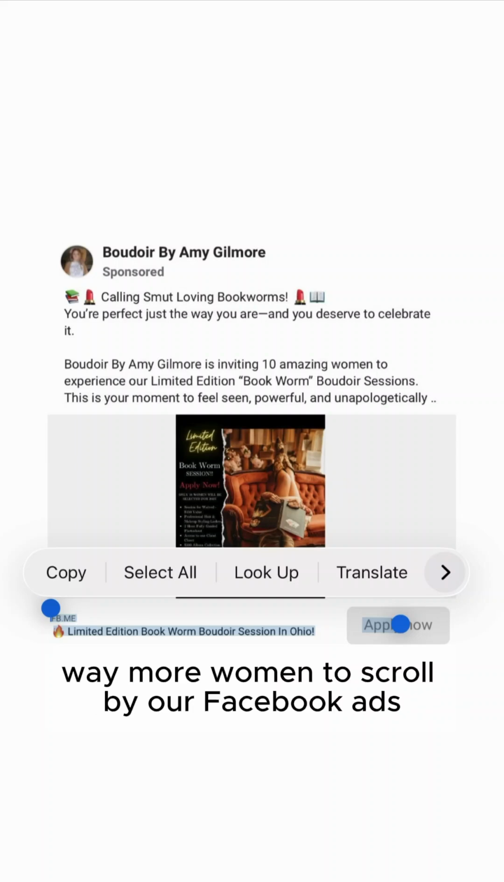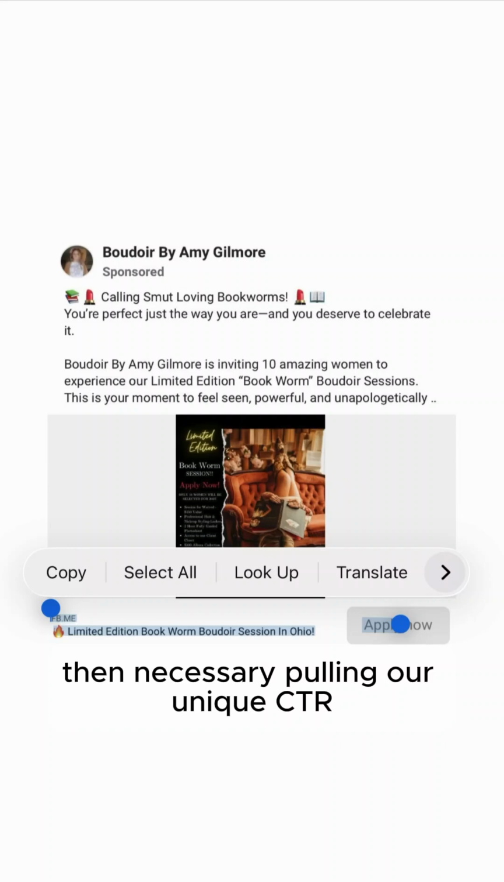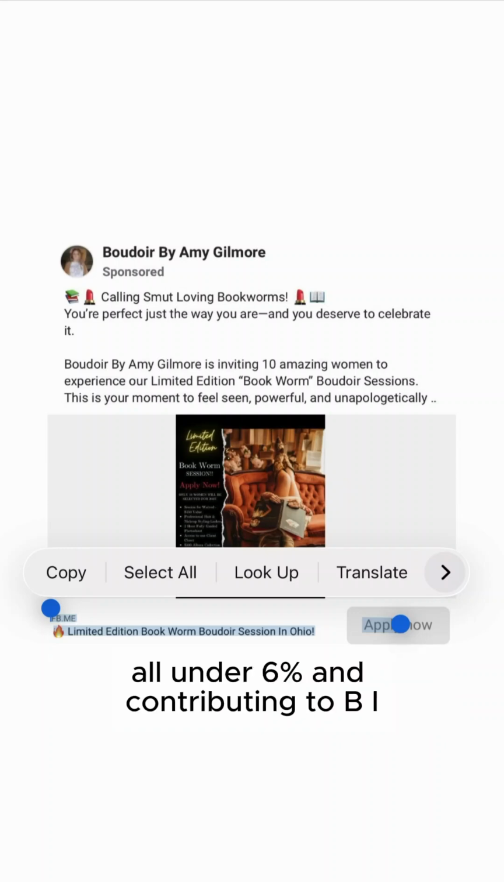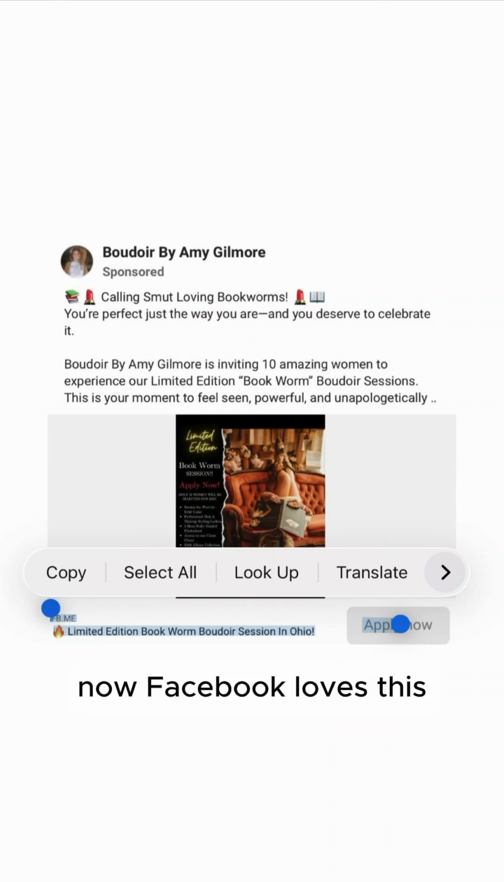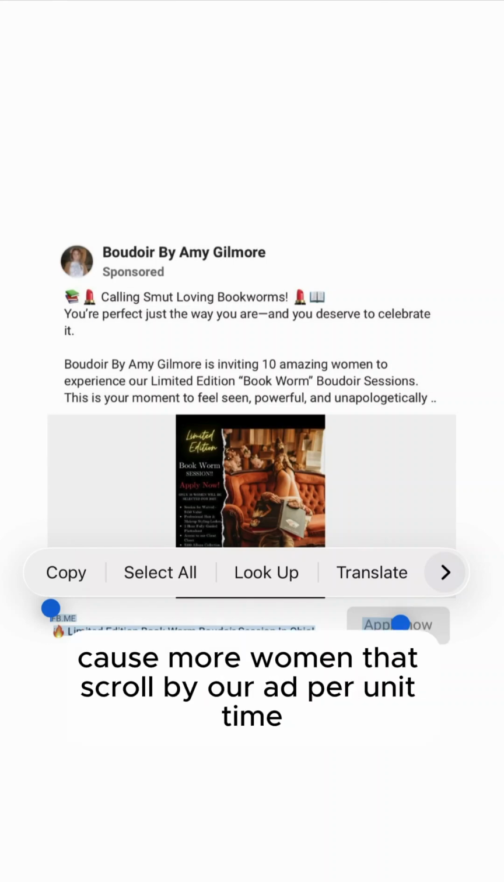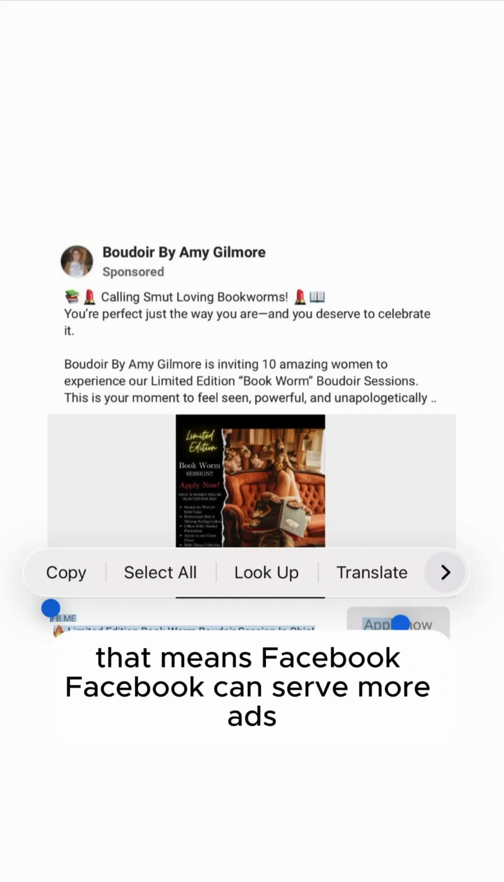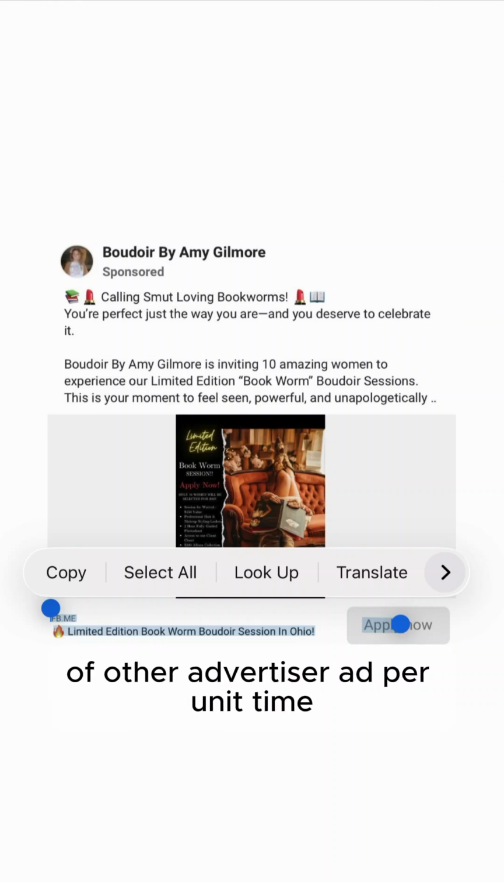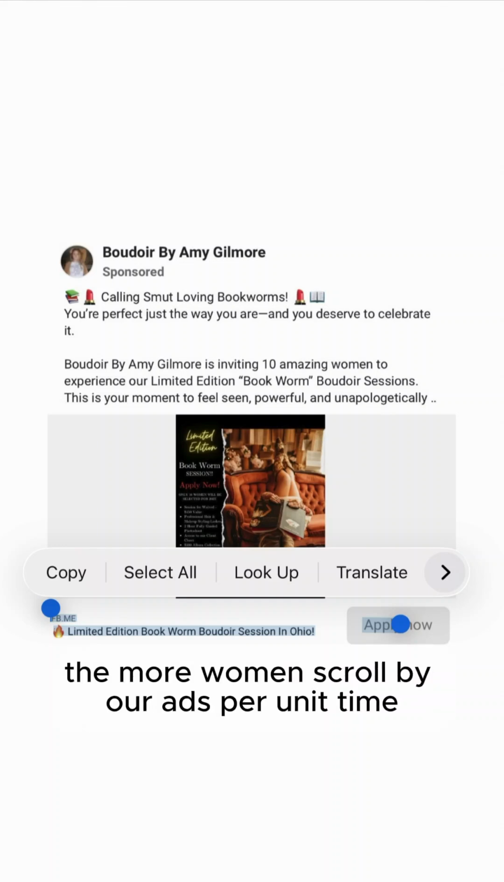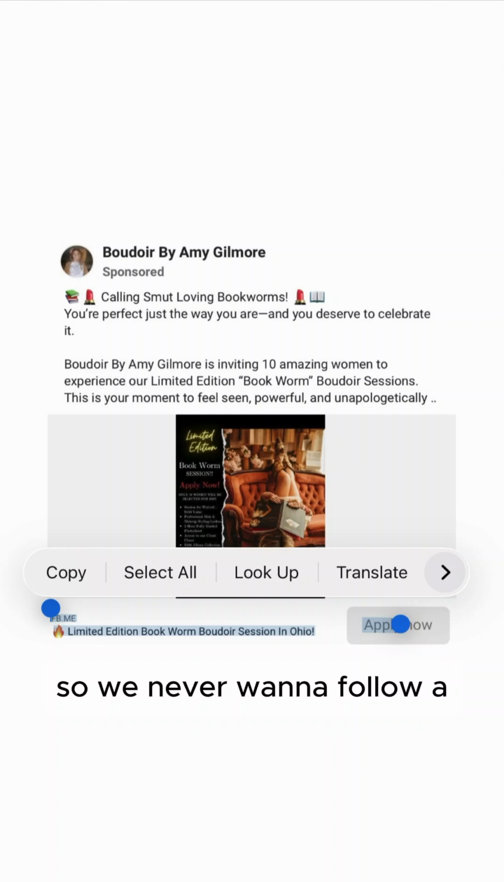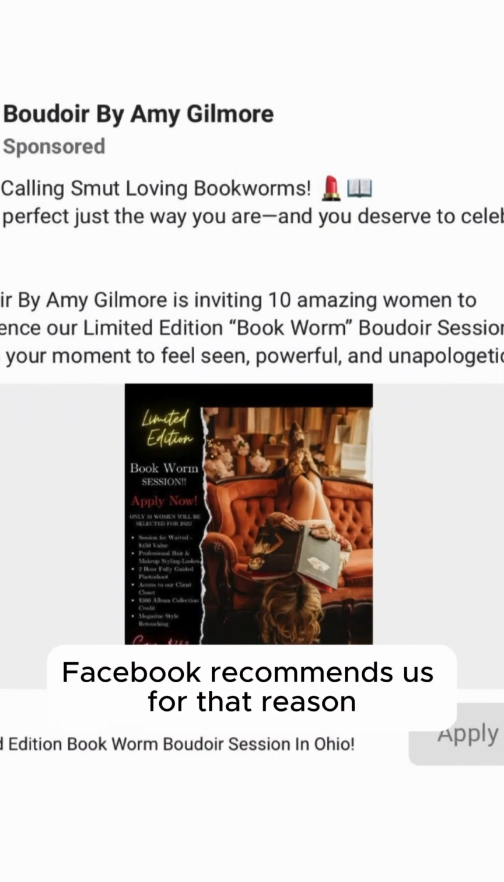It causes way more women to scroll by our Facebook ads than necessary, pulling our unique CTR under 6% and contributing to BLCS, Boudoir low click syndrome. Now, Facebook loves this because the more women that scroll by our ad per unit time, that means Facebook can serve more ads, more impressions of other advertisers' ads per unit time. Facebook earns more money per unit time the more women scroll by our ads per unit time. So we never want to follow what Facebook recommends for that reason.